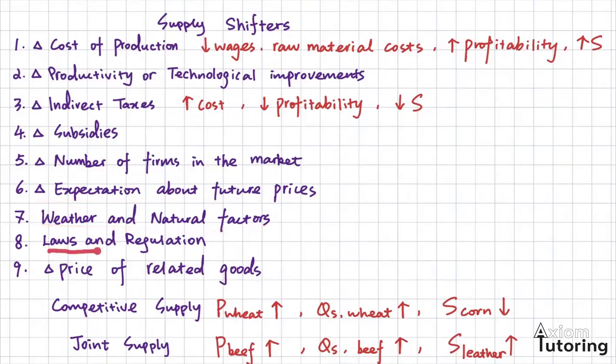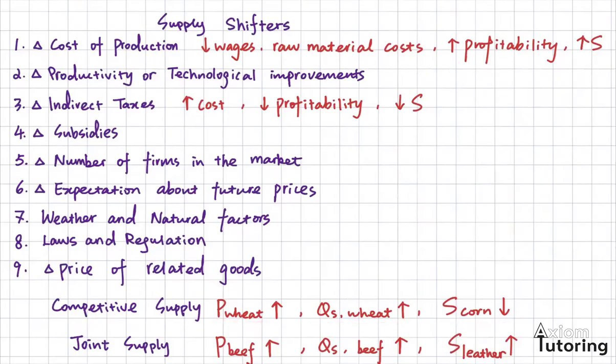Laws and regulations will also be supply shifters. Stricter regulations such as safety standards increase production and compliance costs and reduce supply. Deregulation typically increases supply. Changes in price of related goods are also supply shifters. If firms can produce either one good or another, we say that the goods are in competitive supply, for example, wheat and corn. When the price of wheat increases, it is more profitable to increase the quantity supplied of wheat. Since more land is being allocated for wheat production, the supply of corn will decrease.